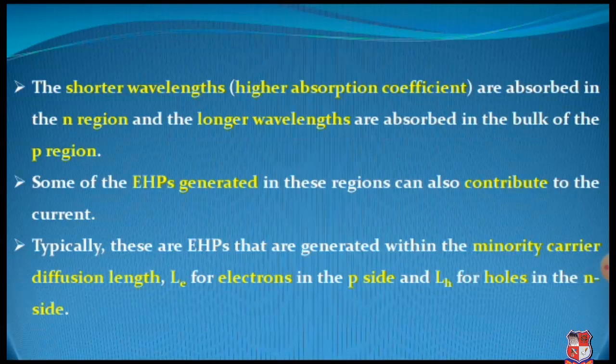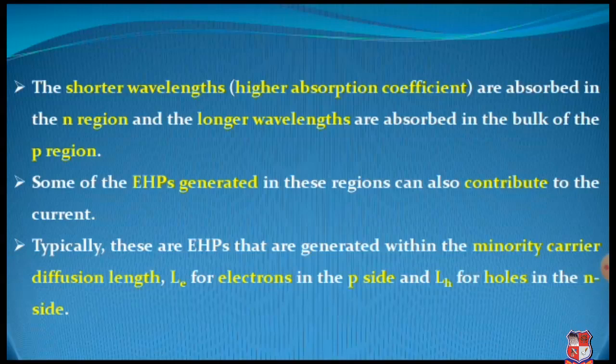The shorter wavelength, which means the higher absorption coefficient, are absorbed in the N region, and the longer wavelengths are absorbed in the bulk of the P region. Some of the electron hole pairs generated in this region can also contribute to the current. So, first of all, the photons also contribute to the generation of current. Moreover, electron and hole pairs are also supporting it.